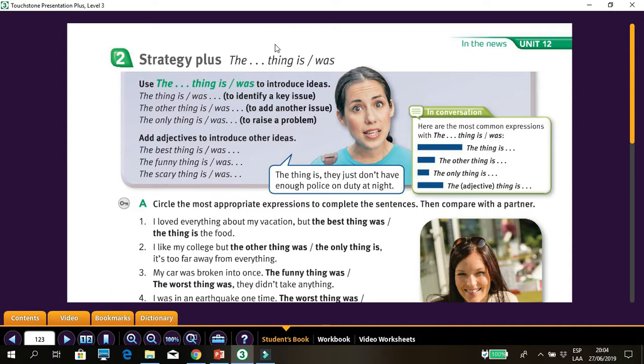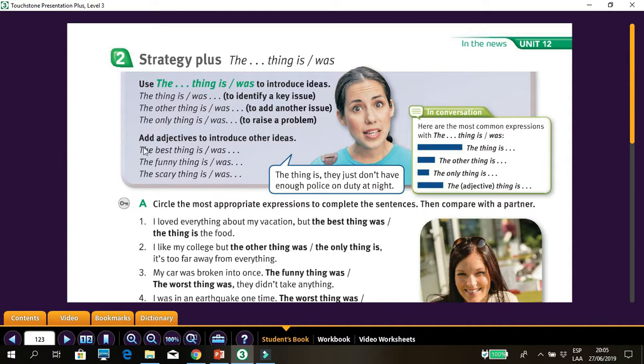So let's go over the strategy plus then. We have here the thing is or the thing was, okay? So we use these three types of expressions to introduce ideas. You can use the thing is or the thing was to identify a key issue in a conversation. The other thing is or was, it's to add another issue, another problem. Remember that issue is the same as problem. And the only thing is or was, it's to raise a problem, o sea, para sacar a relucir un problema en medio de alguna situación, to raise a problem.